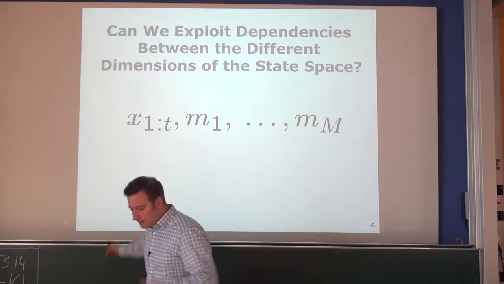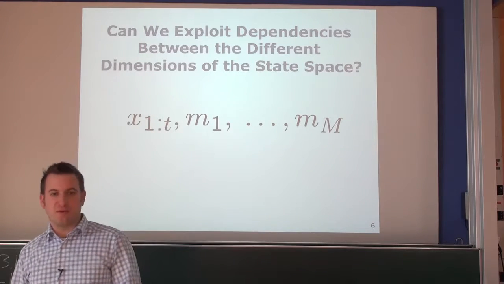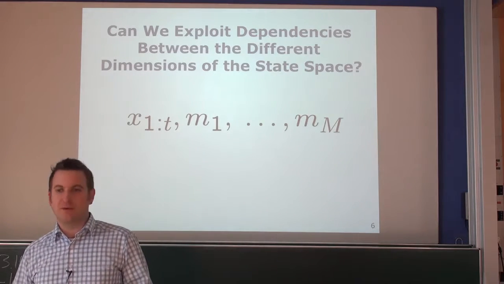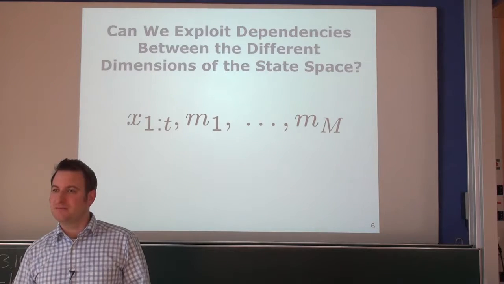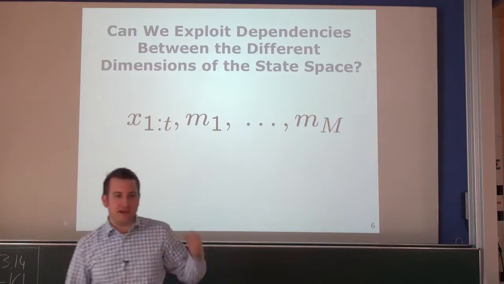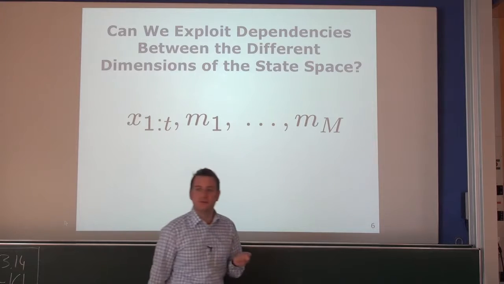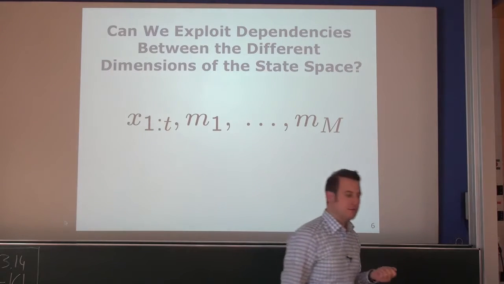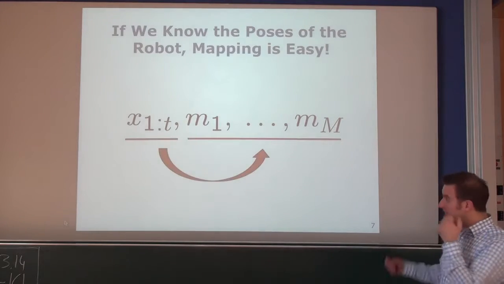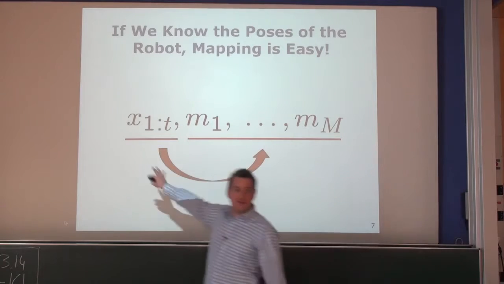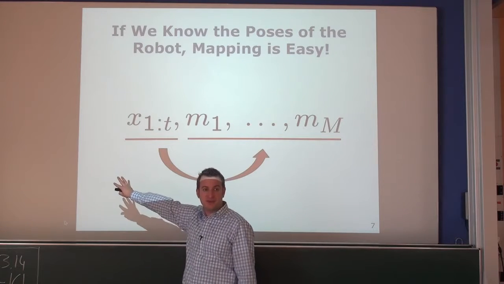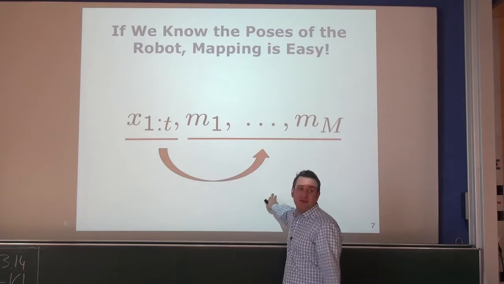So the key underlying assumption of this mapping algorithm was, once I know the poses of the robot, mapping is easy, right? So if we know where the robot is during data acquisition, mapping is easy. So that's exactly what we learned. Given we know the trajectory where the robot was during data acquisition, estimating the map is easy.